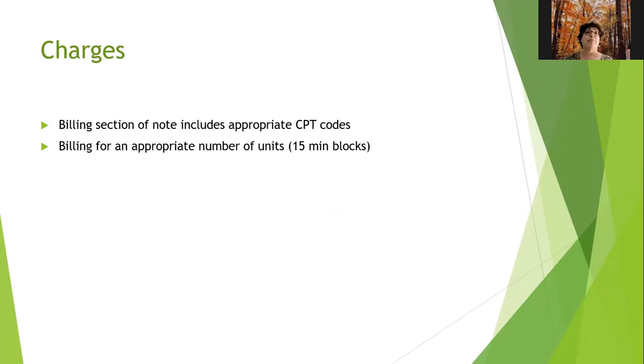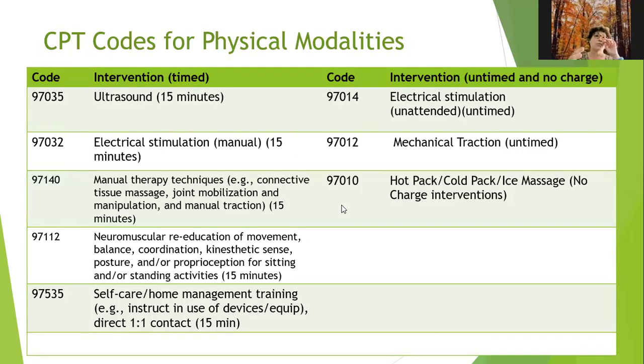So the billing is a unit is 15 minutes. So think of things in 15-minute blocks. We'll talk more about that. So the CPT codes for physical modalities, some of them are timed where you record the actual minutes for each modality you performed. If you did it for 15 minutes, it's 1 unit.